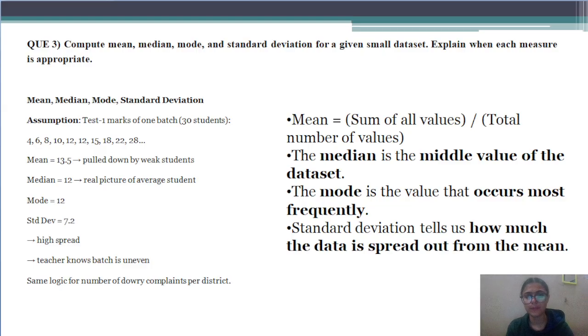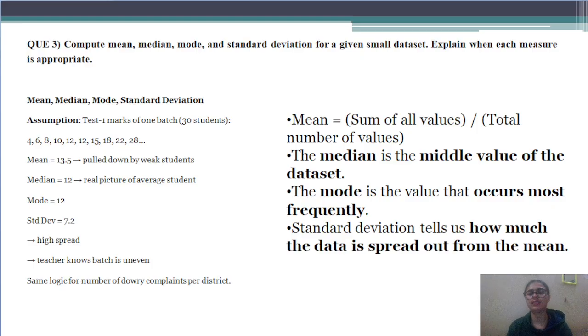Third is mode. The mode is the value that occurs most frequently. Here mode is 12 and its interpretation is most of the students scored 12 marks, so it shows the most common performance level, and it is appropriate when we want to find the most frequently occurring value and useful for categorical and repeated data. And the last one is standard deviation.